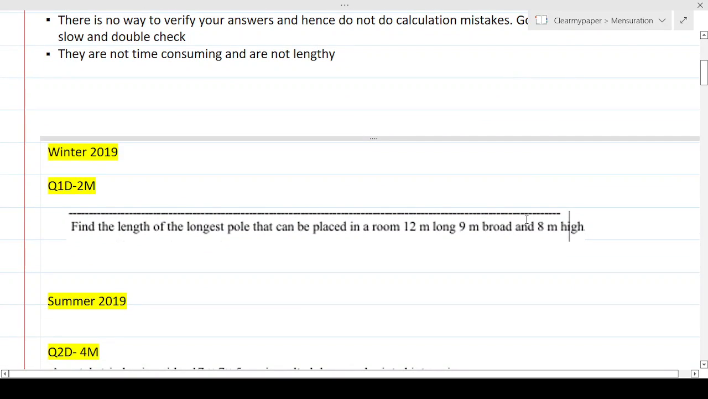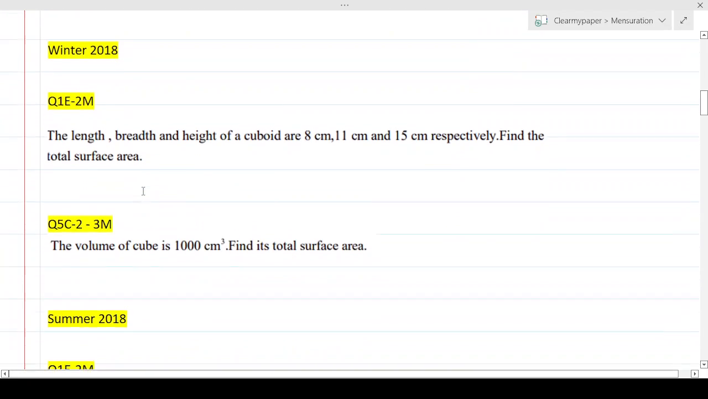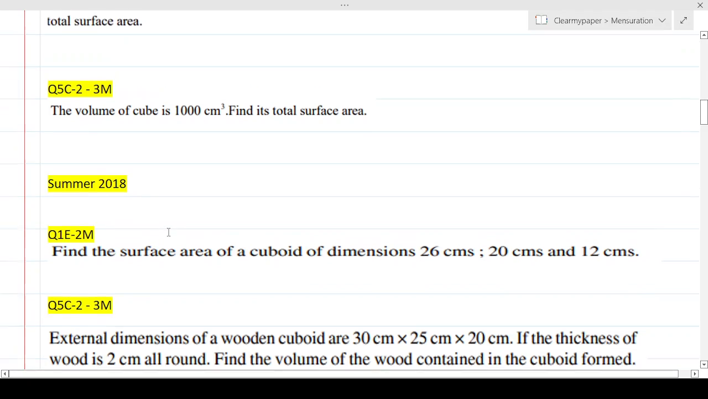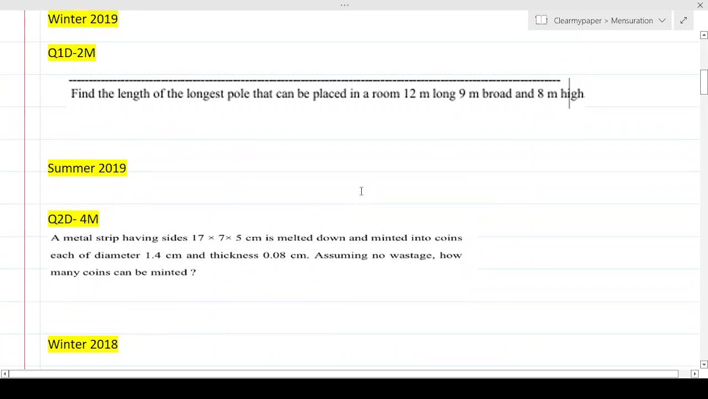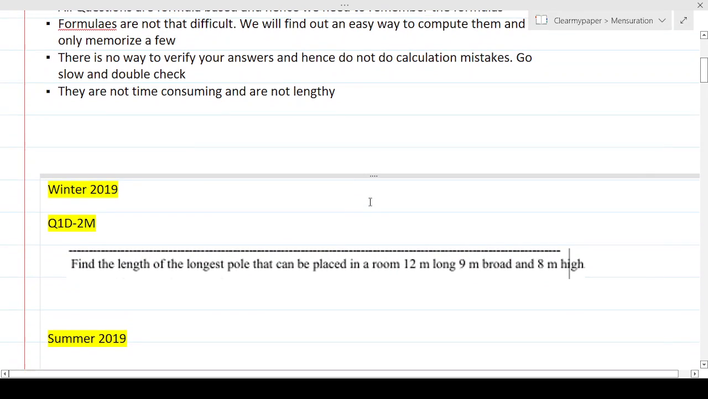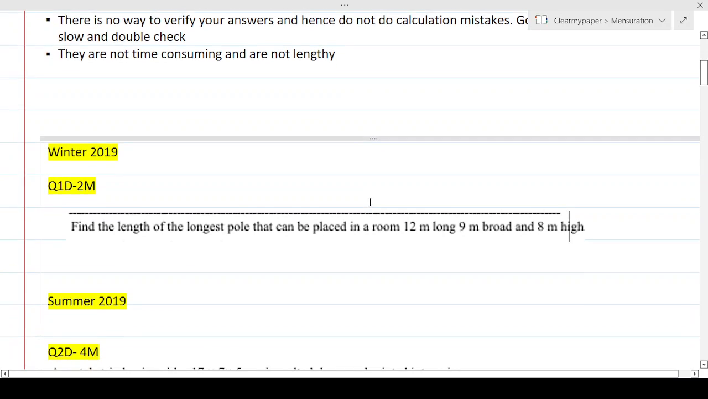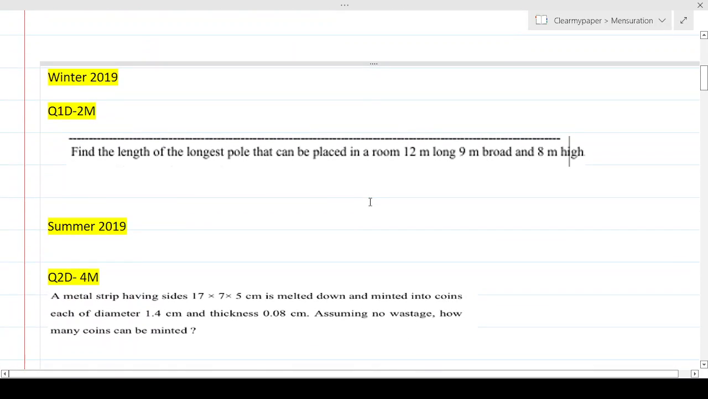So what I've done is I've extracted the questions from the last 4 years, starting from winter 2019 all the way through winter 2017. And I've just copied the questions related to cube and cuboid so that we can understand the pattern and what kind of questions typically come. So let's quickly cover that, and in the future topics we will solve one by one.